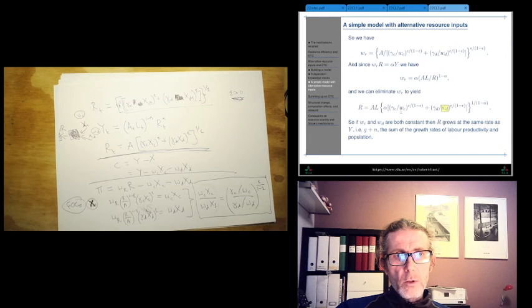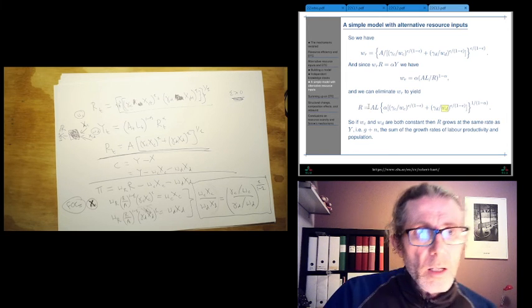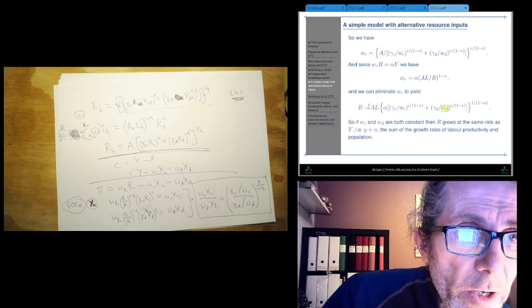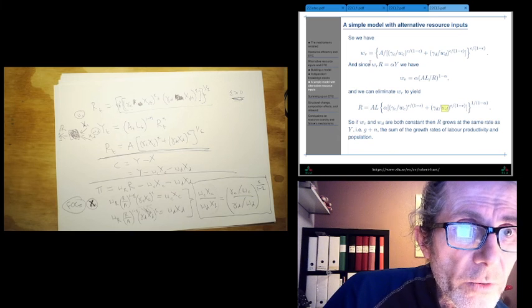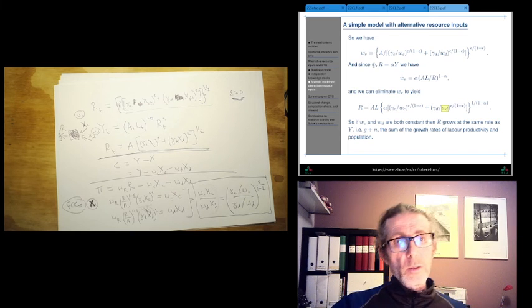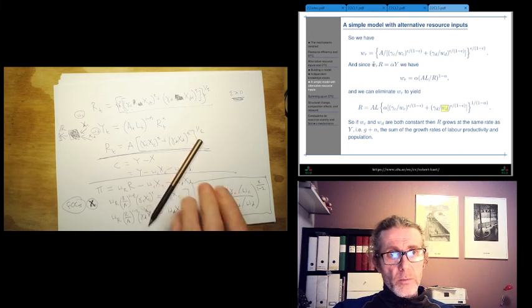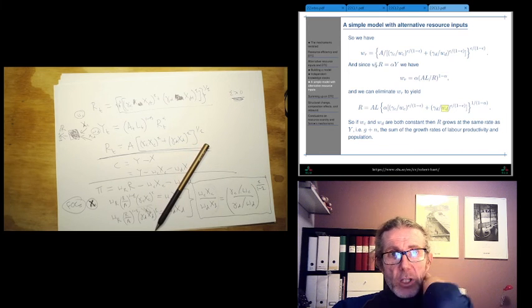And now we've got an expression for the total quantity of resource and also the total expenditure on the resource, because we know WR in terms of the prices of these two resource inputs.